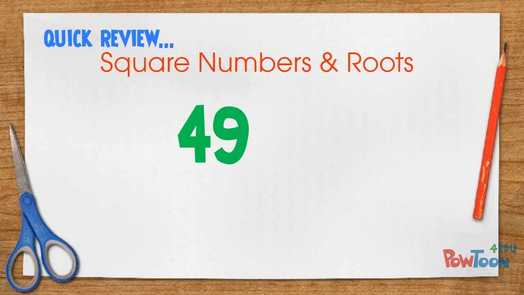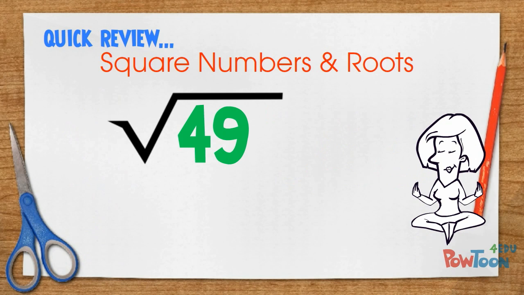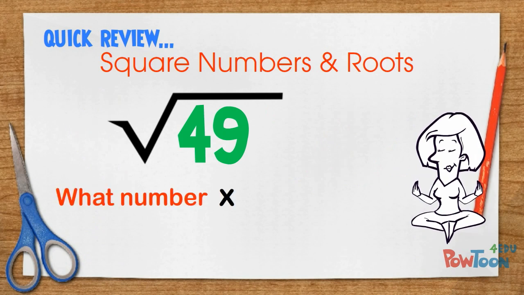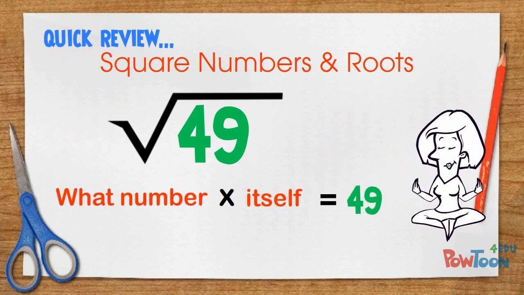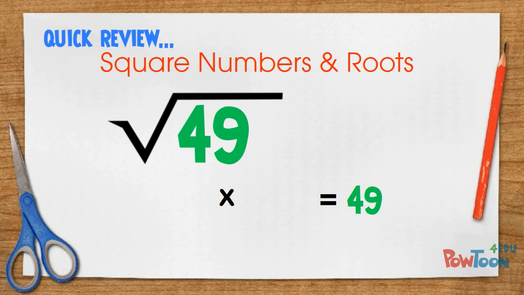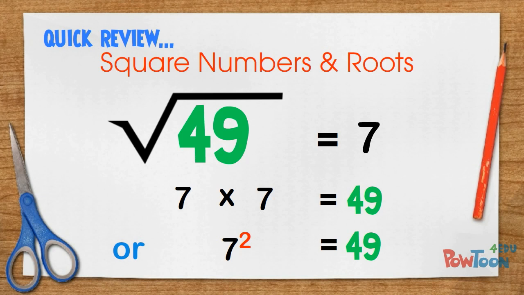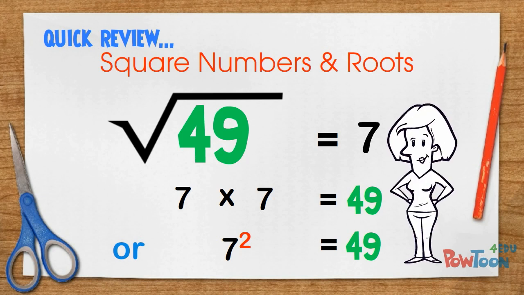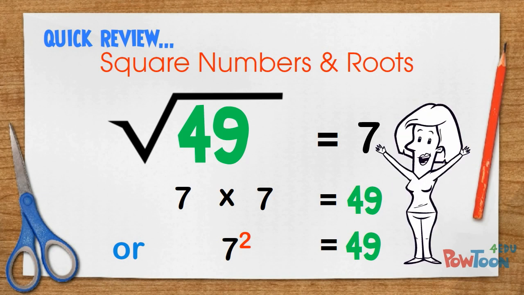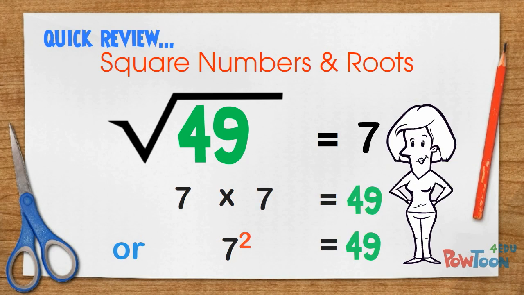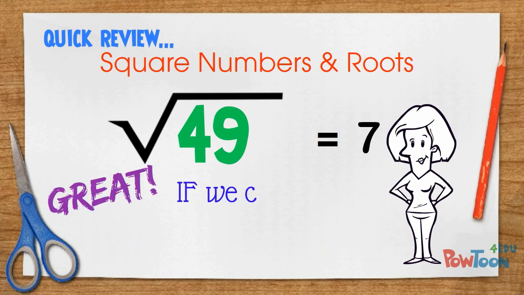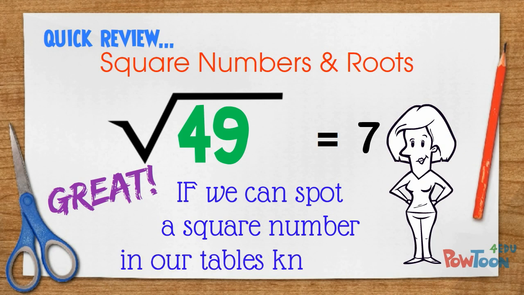So what is the square root of 49? What number multiplied by itself gives me 49? 7 times itself, or 7 squared, is 49. The square root of 49 is 7. I solved this square root problem by using my multiplication knowledge. That's great if we can spot a number as a square number in our table's knowledge.